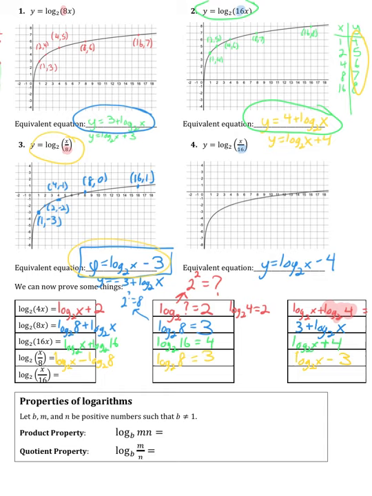And then the last one here, log base 2 of x minus log base 2 of 16. And we say log base 2 of 16 equals 4. So we can write this as log base 2 of x minus 4.